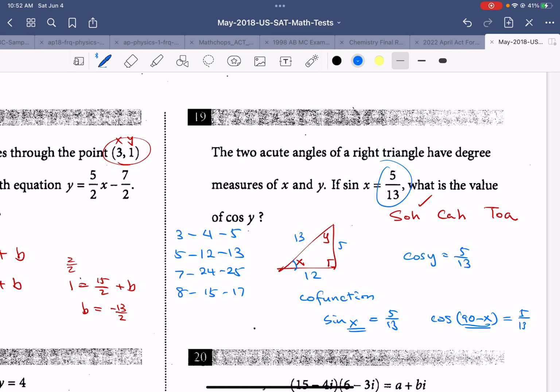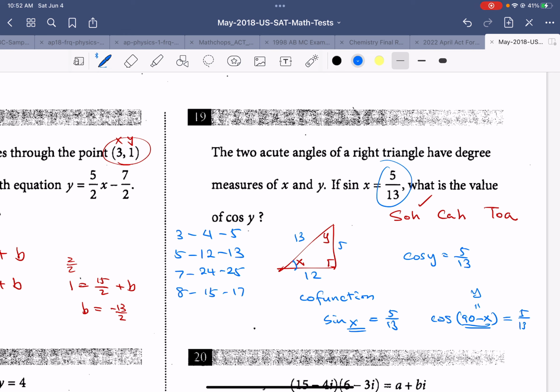And 90 minus x, in this case, is y. So cosine y should be 5/13. So if you remember the cofunction relation, then you can answer quickly. In other words, sine 20 must be the same as cosine 70. Like cosine 15 degrees must be the same as sine 75. As long as their angles add up to 90, their sine and cosine values should be equal. We call that cofunction.